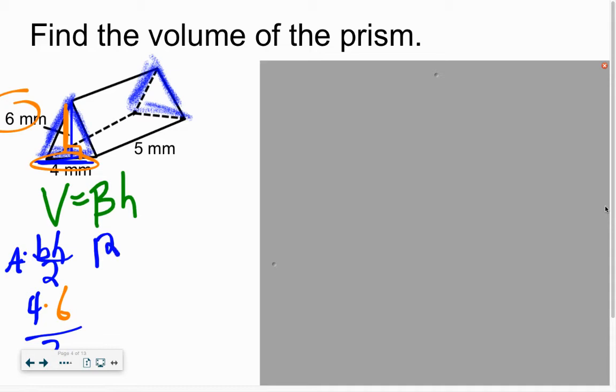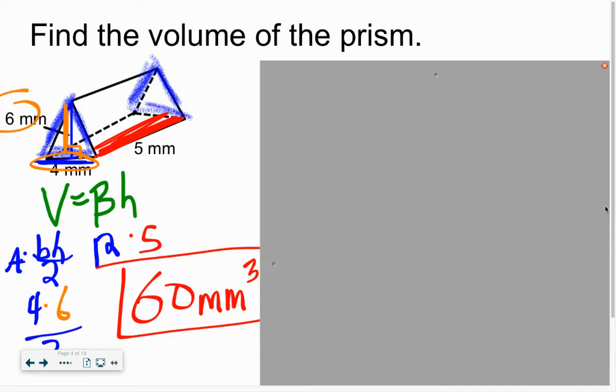And then from there, we find the height of the prism. That's what this h is. What's the distance between the two bases, between the two same shapes? Which is 5. Mental math or calculator both approved, and you're able to get the answer of 60. Please note, with volume, we need a label, and the label is always going to be cubed because we're talking about the amount of space inside a three-dimensional figure, in a 3D figure.